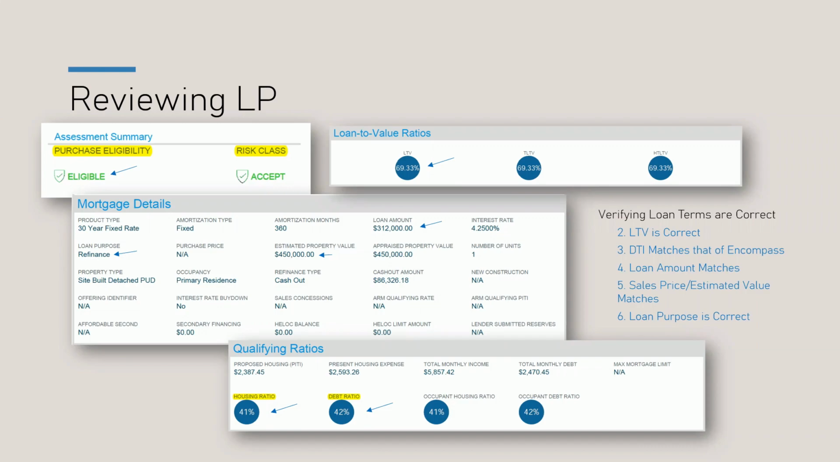LP is everything is pretty much going to be the same. It's just going to look a little bit different. Again, you want to just verify your information. With LP, your purchase eligibility and your risk class must read accept eligible. So again, I've been a culprit of that, and I'm going to be honest. I used to see eligible accept, and I would move on, right? So you want to make sure you're not doing that.